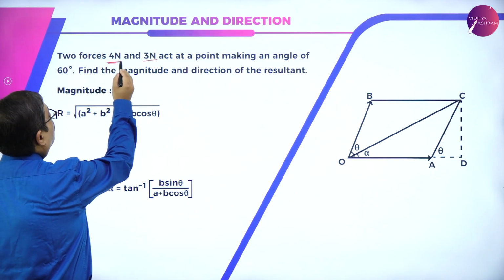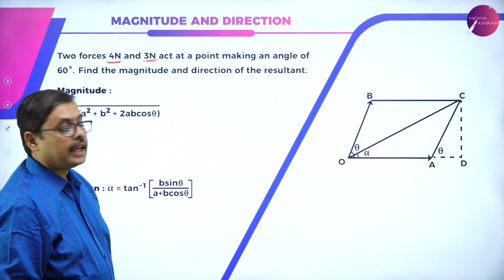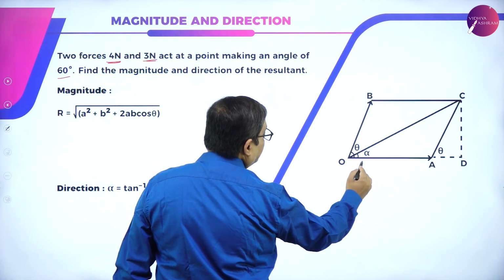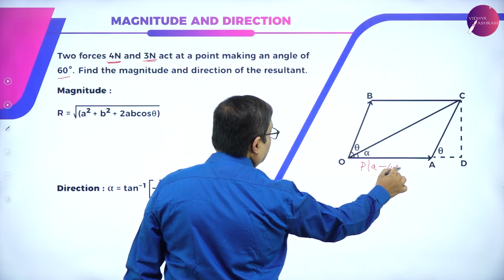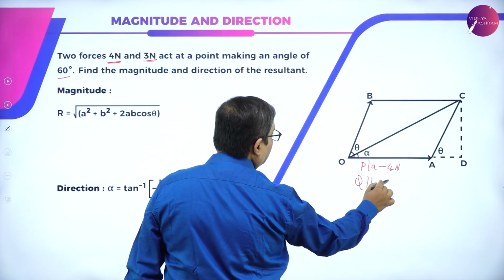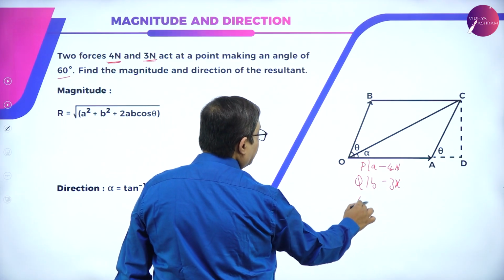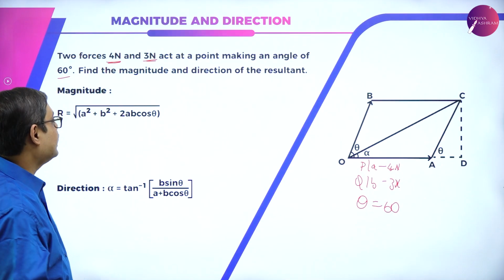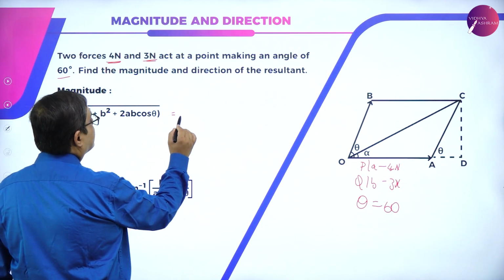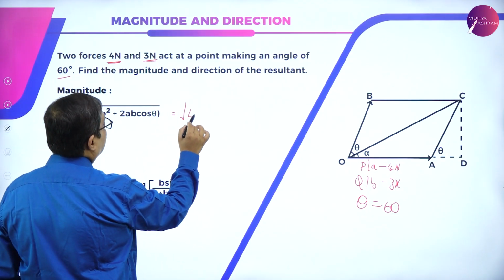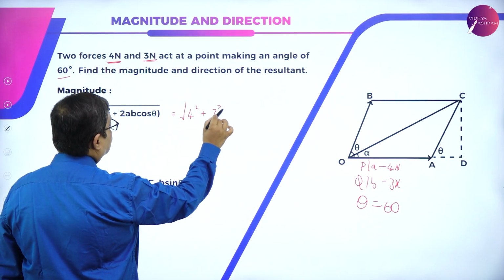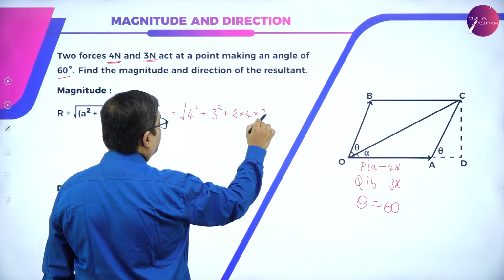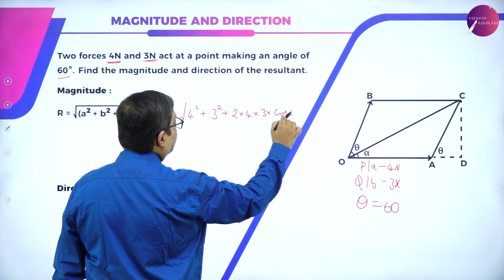Two forces, 4 Newton and 3 Newton, act at a point making an angle of 60 degrees. So what do I have? I have this P or A to be 4 Newton and Q or B to be 3 Newton. And the angle in between them, theta, is 60 degrees. We have to find out the resultant. Let us go on to do it. So this is square root of, what is A? It is 4 square. What is B? It is 3 square plus 2 into A into B. So this is 2 into 4 into 3 into cos 60.